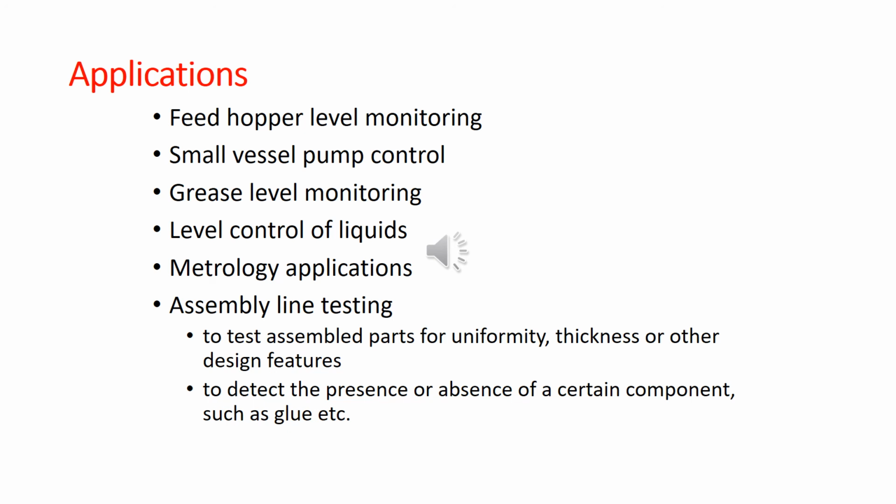Applications of capacitive sensor include feed hopper level monitoring, small vessel pump control, grease level monitoring, level control of liquids, metrology applications to measure shape errors in the part being produced, to analyze and optimize the rotation of spindles in various machine tools like surface grinders, lathes, milling machines, and in assembly line testing to test assembled parts for uniformity, thickness, or some other design features, and also to detect the presence or absence of a certain component.